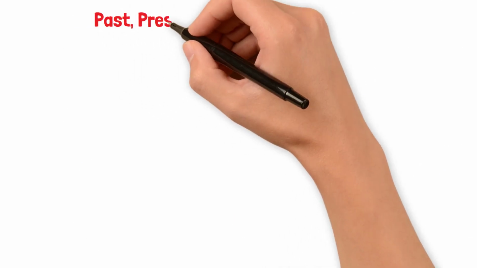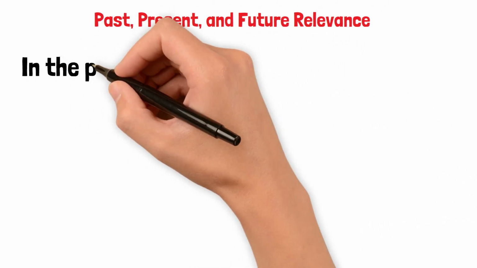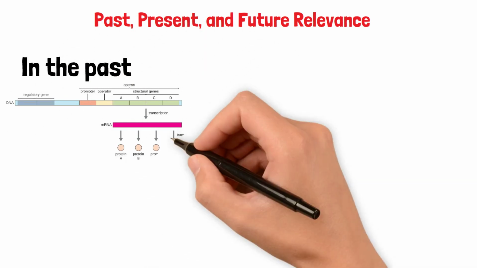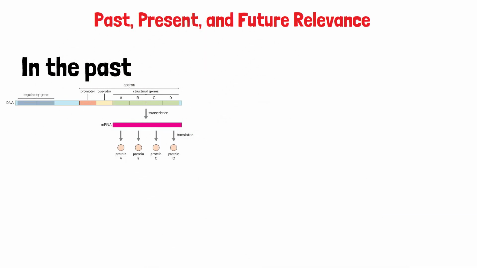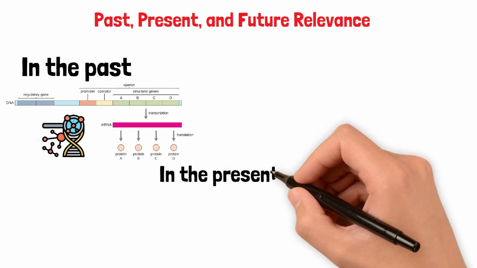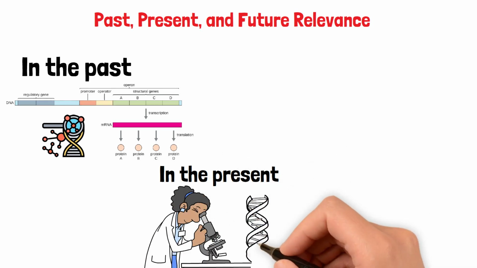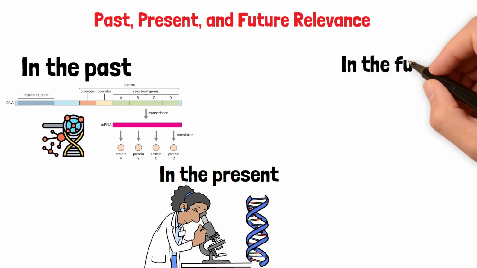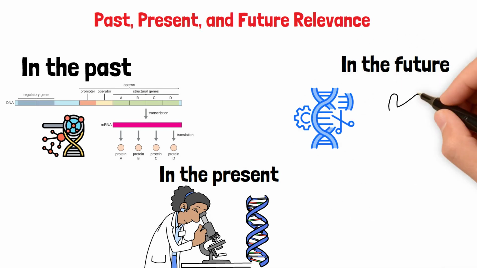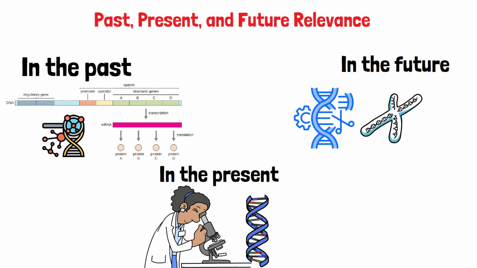Past, present, and future relevance. In the past, the discovery of the operon model by Jacob and Monod revolutionized molecular biology. In the present, studying epigenetics has shown how lifestyle and environment can alter gene activity without changing DNA sequence. In the future, gene regulation may hold the key to curing genetic diseases through precision medicine and gene therapy.